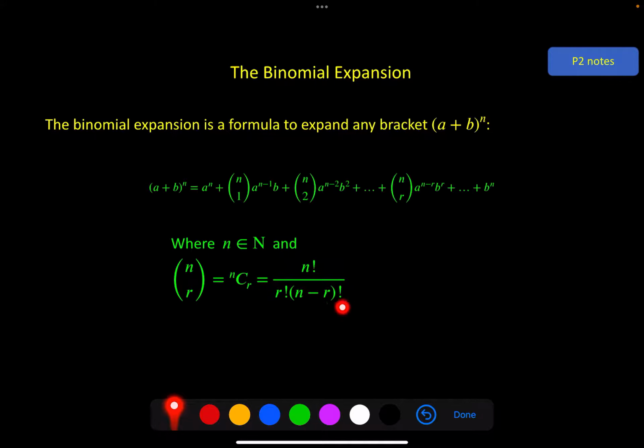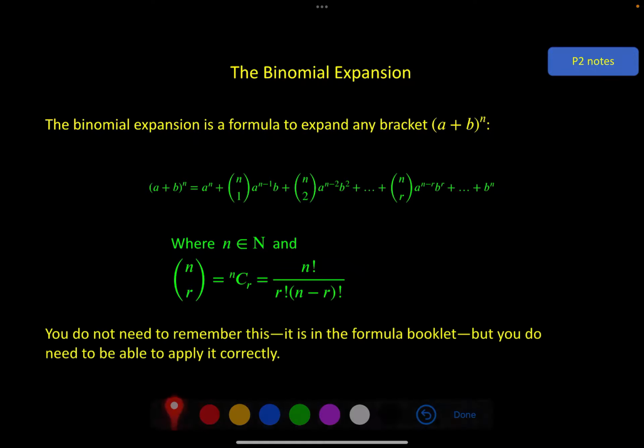There are times, however, when this is useful. That'll come up probably in P4. So this is the information given in the Edexcel formula booklet, and that makes it quite an easy exam question. You don't need to remember it, but obviously you need to be able to apply it correctly. So we'll do an example of this and then finish the video there.